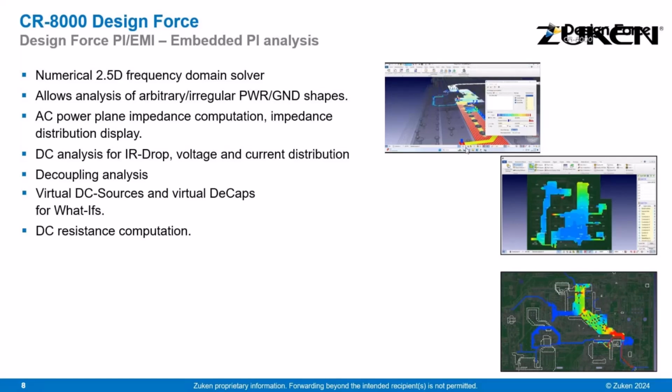It also computes the AC impedance of power planes and displays impedance distribution, which helps designers identify weak points in the power network. Additionally, it performs DC analysis for things like IR drop and voltage and current distribution, ensuring that power is delivered efficiently across the board.